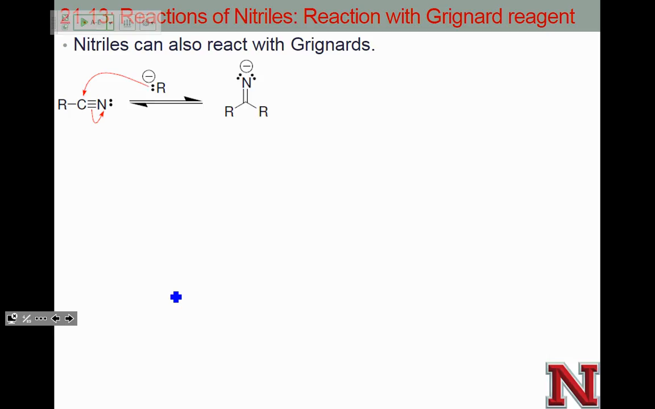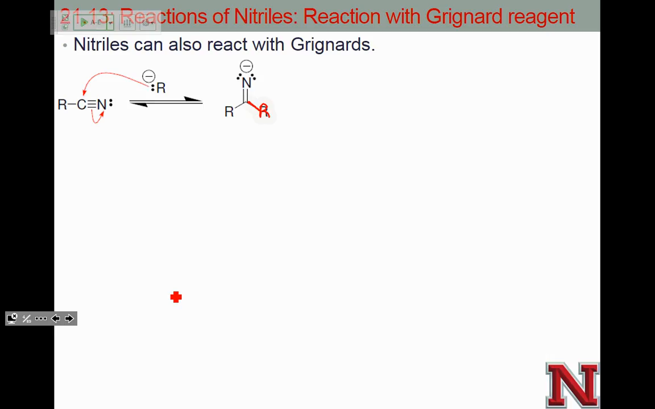Our nitriles can also react with the Grignard, but that is going to give us a slightly different product than what you might expect. So our first step, our Grignard is going to attack the carbon of the nitrile. That makes sense. It's our partial positive carbon. And what we form is this new carbon-carbon bond with our Grignard that attacked, and a carbon-nitrogen double bond.